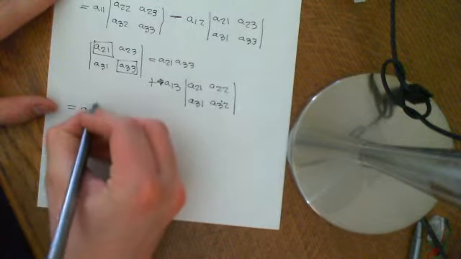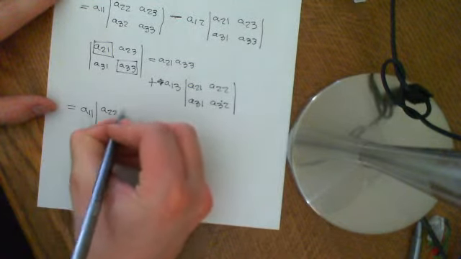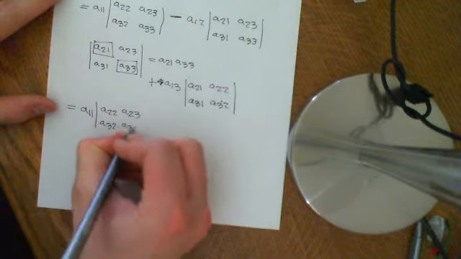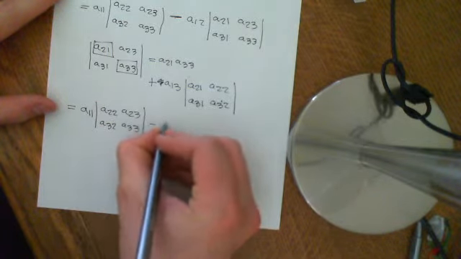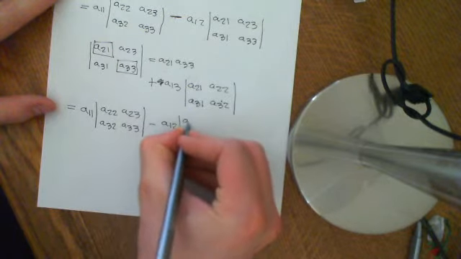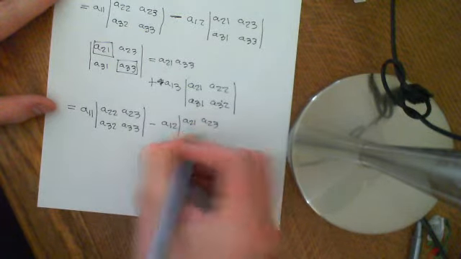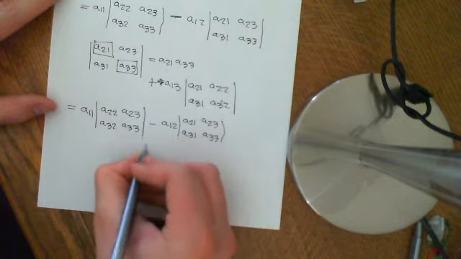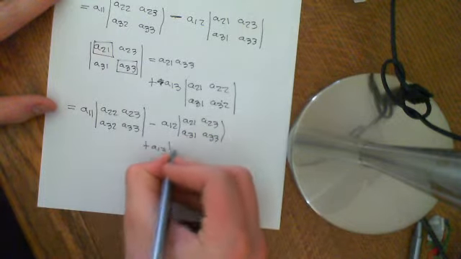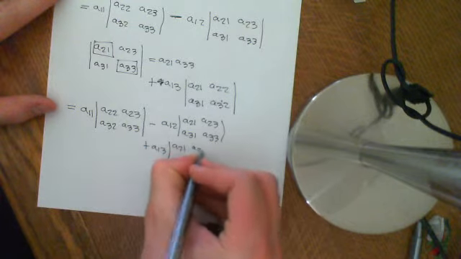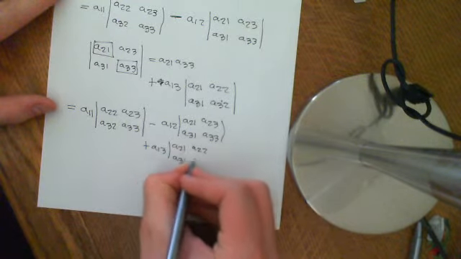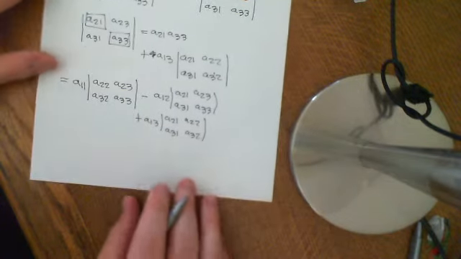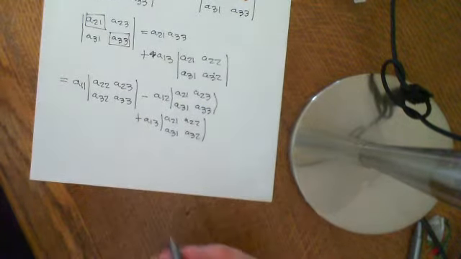It is A11 times the determinant of A22, A23, A32, A33, minus A12 times the determinant of A21, A23, A31, A33, plus A13 times the determinant of A21, A22, A31, A32. Now you can apply similar arguments for much higher order matrices.